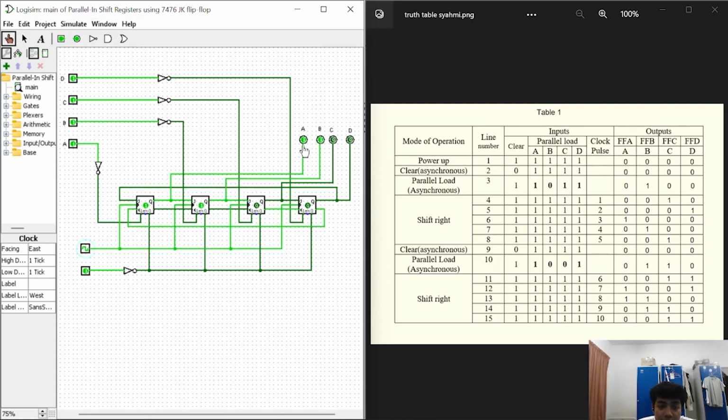The eighth pulse, the output will be 1, 1, 0, 0. And for the ninth pulse, the output will be 0, 1, 1, 0. And for the last pulse, the output will be 0, 0, 1, 1. And that's all from me. Thank you.